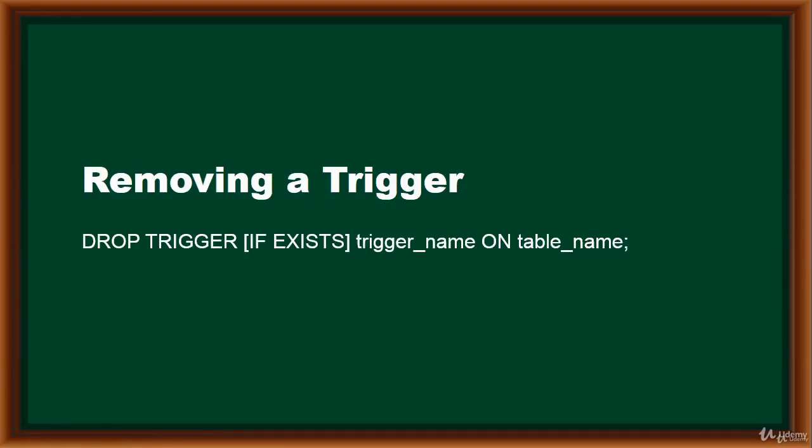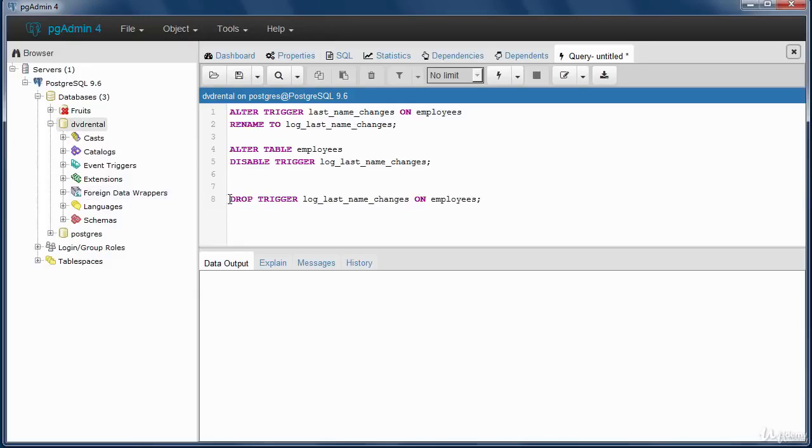To avoid errors of removing a non-existent trigger, it's best to use the if exists option, and that way you avoid the error message coming up in case you're trying to remove a trigger that does not exist. By using this if exists option, it checks first to see if there is such a trigger, then it goes ahead to remove it.